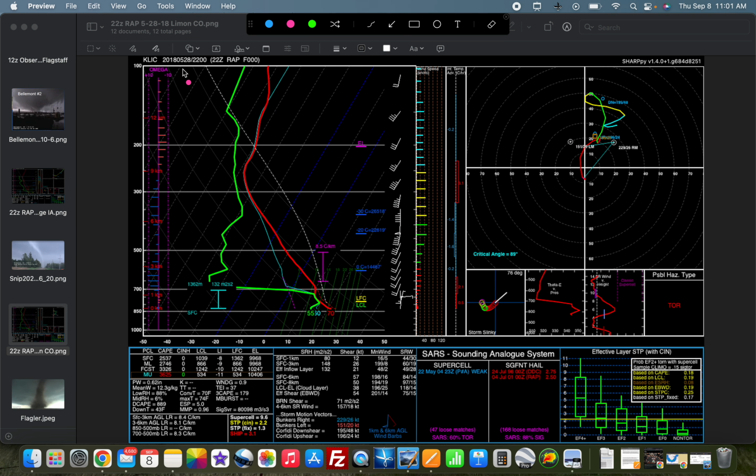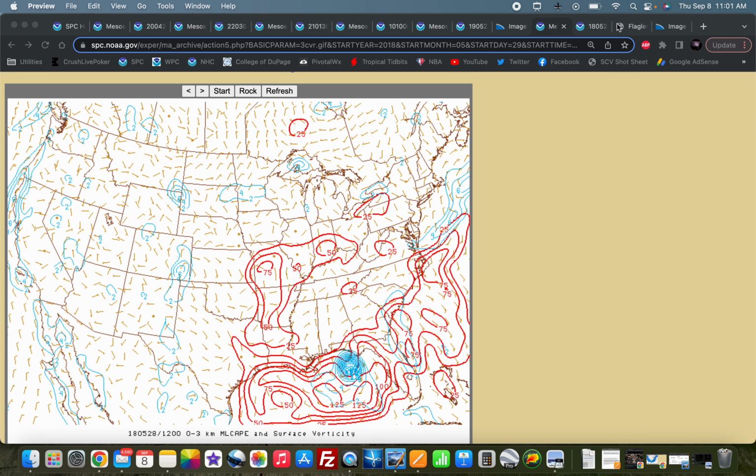This was an example from May 28th, 2018, the Landspout Fest in northeast Colorado. So this was our sounding here, very strong instability, almost 3,000 joules per kilogram of CAPE. Look at our 3 CAPE value here, 179. Lots of instability concentrated in that lowest 3 kilometer layer. We do have a little bit of ambient vorticity here. This was our RAP sounding from Lyman, Colorado, near Flagler, where those landspouts happened. A little bit of ambient vorticity, but we were dealing with a surface boundary here.